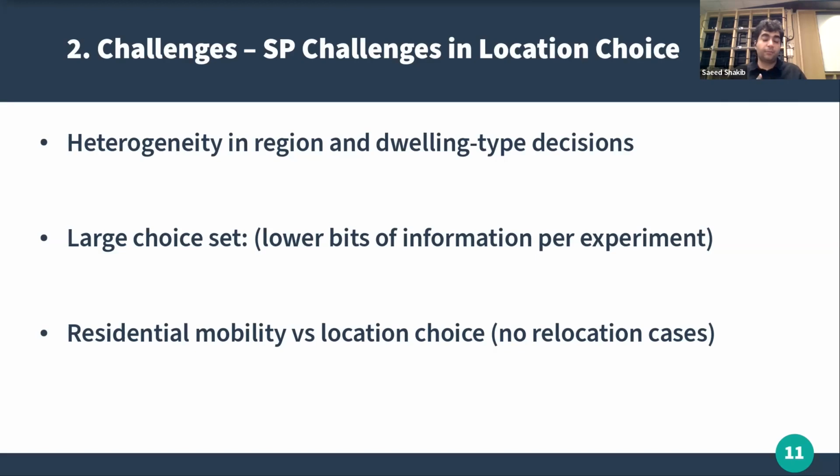And the third problem that we have in econometric SP design in location choices is when a person is not choosing to relocate, we cannot associate that behavior. We cannot distinguish if that person is not moving because of a residential mobility phase, meaning that they like their current place or not, or it's a location choice, or that person wants to move, but we did not offer good choices to them, so they end up not moving. All the standard practices have this in them, and it's not commonly being discussed.